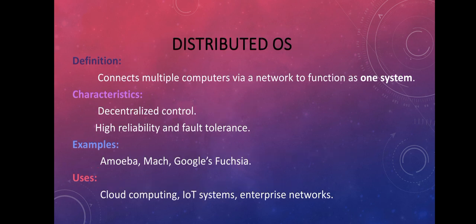Then distributed and clustered OS. A distributed OS connects multiple computers to work as one system. Think about cloud computing, IoT systems, and enterprise networks. Some examples are Amoeba, Mach, and Google's Fuchsia, whose characteristics are decentralized control, high reliability, and fault tolerance.